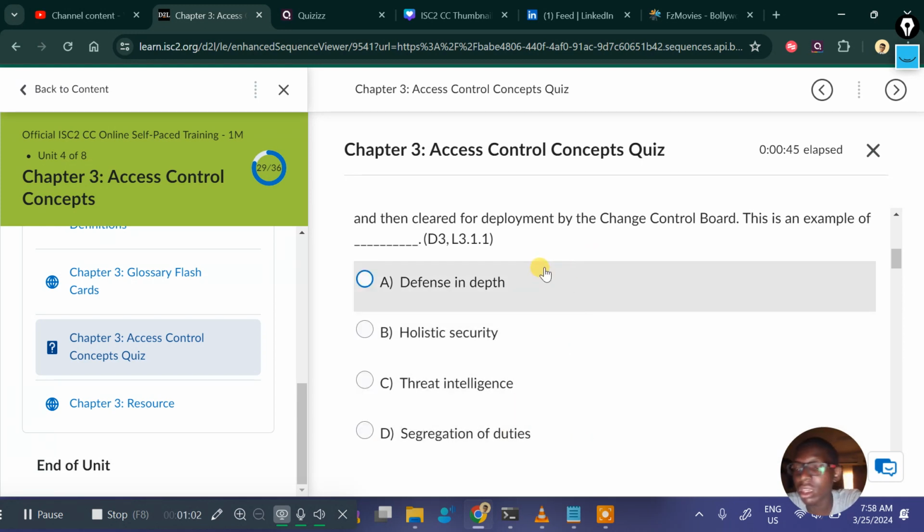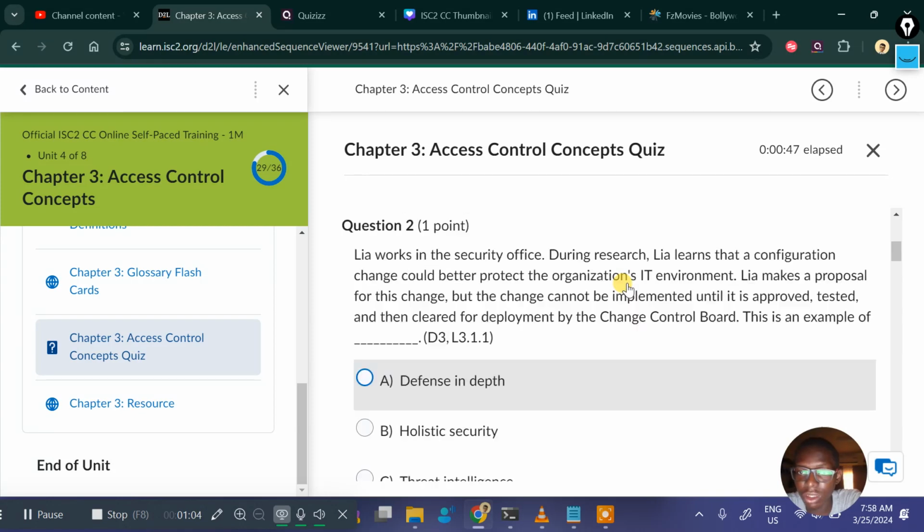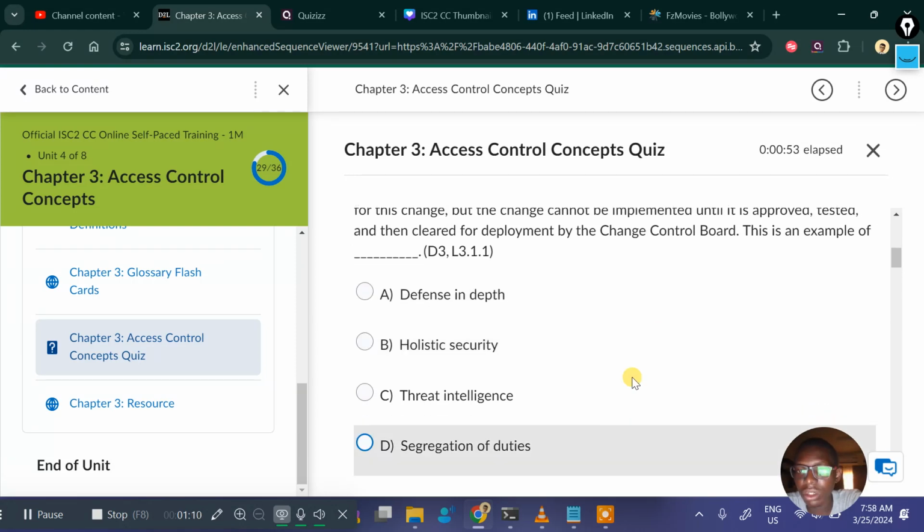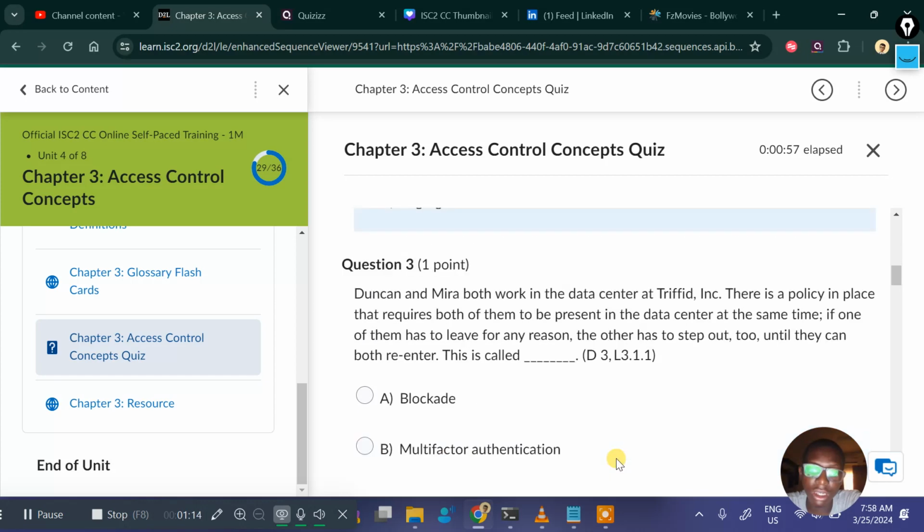I'm definitely not going to pick defense in depth because I can't see the defense in depth right here, right? So it's definitely segregation of duties since we have the board being in charge. And we move to the next one.